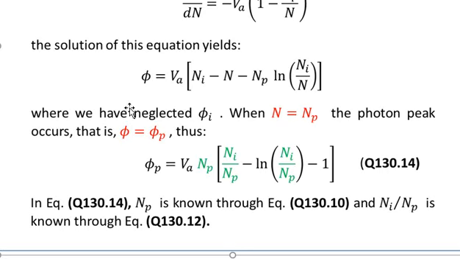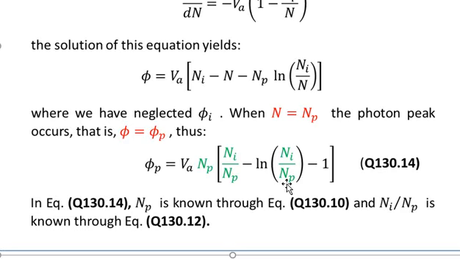In writing this equation, we have neglected the value of phi i, because it is very small. You can ignore the contribution of phi i and set n equal to Np. When we set n equal to Np, the photon peak occurs. The population inversion at the photon peak is given by Np. So you can set this population inversion equal to Np when you set phi equal to phi p. On the left hand side, phi will be replaced by the maximum number of photons at the peak value, which is phi p.